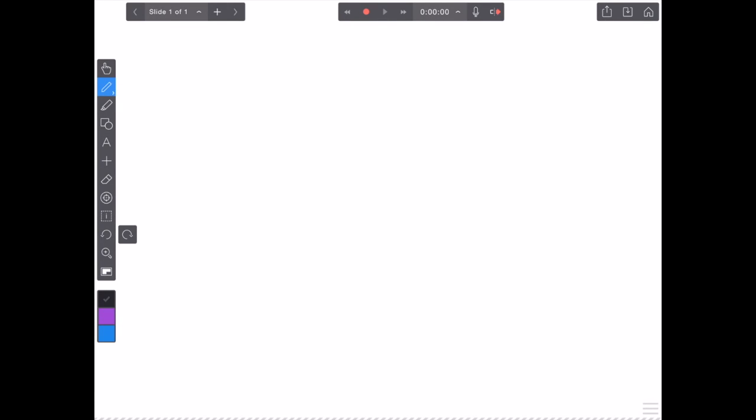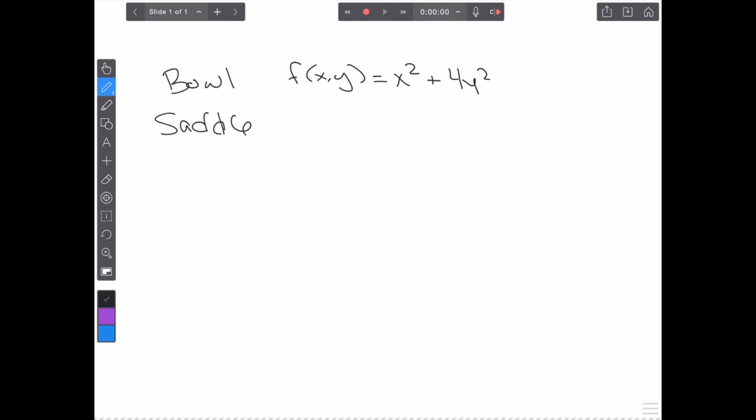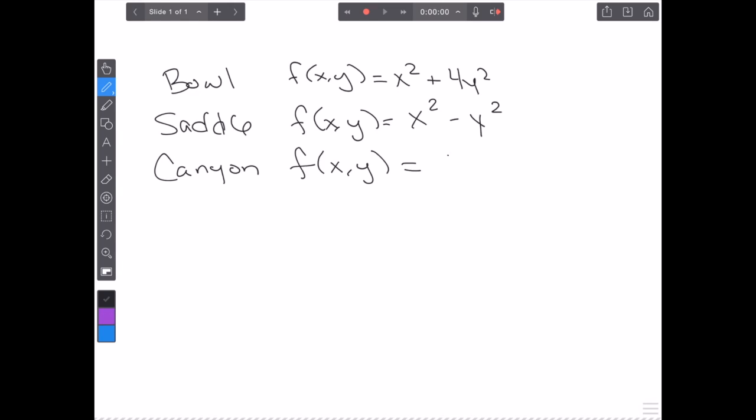So we just learned about some of the fundamental shapes that we might see in functions. We learned about bowl-like functions, and the example you were given there was f of x,y is equal to x squared plus 4y squared. We learned about saddle-like functions, and the example you were given was f of x,y is equal to x squared minus y squared, and canyon-like functions. And the example we had was f of x,y is equal to x plus y quantity squared.